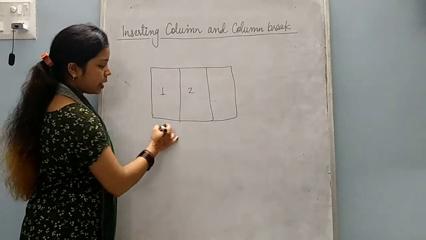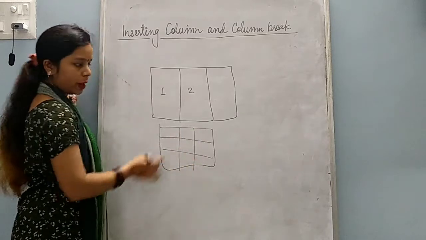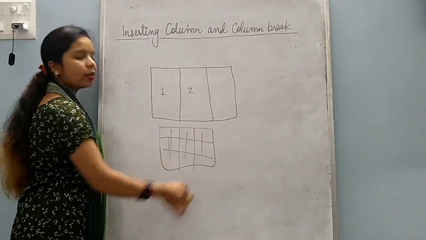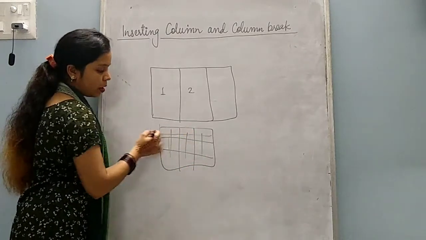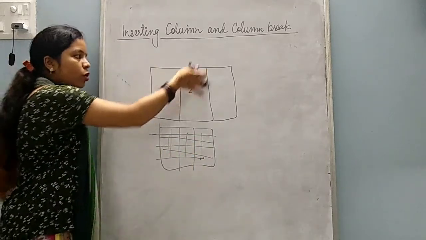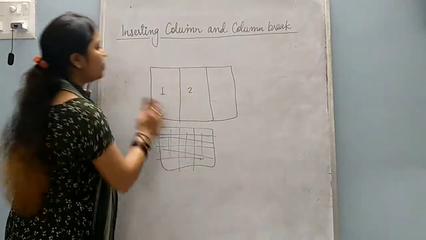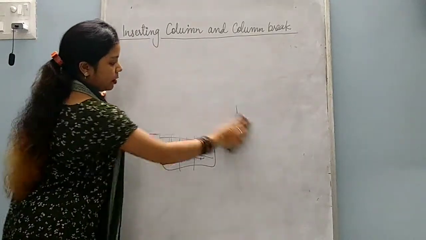Like if you make a table, in that table also rows and columns are there. These vertical parts are called columns and these horizontal parts are known as rows. So these are your columns. Now I will tell you about inserting column and column break.